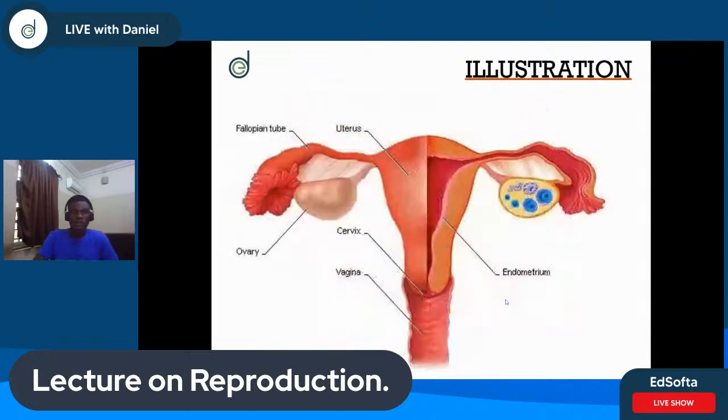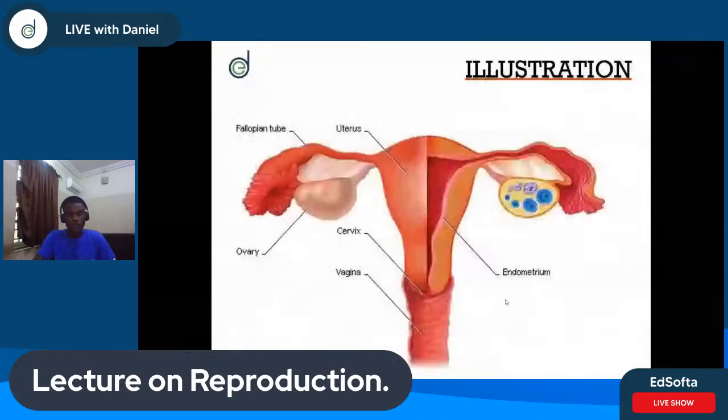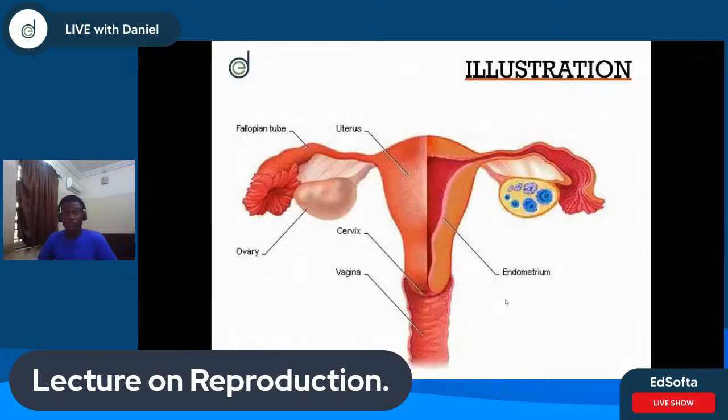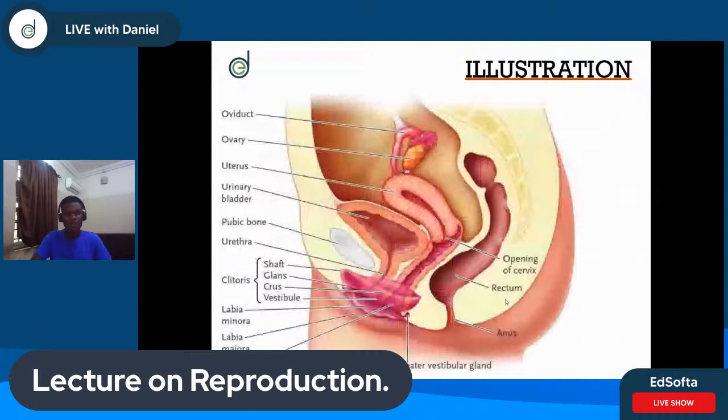So now, okay, oviduct. Now, part of the female reproductive system. Now we have the oviduct. The oviduct is the what? Is the site of fertilization. The oviduct is the site of fertilization. That means fertilization takes place at the oviduct.